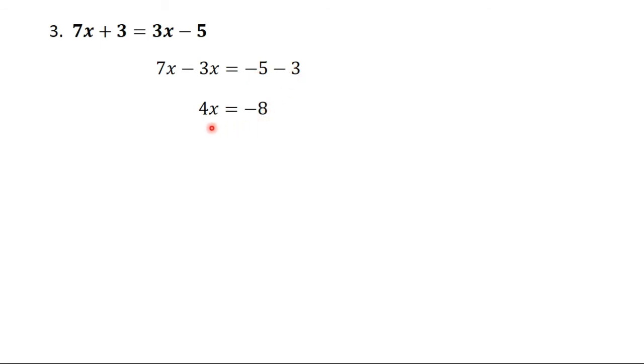Once again, what do we do? We divide both sides by the number attached to the variable when you get to this stage. So we divide both sides by 4, which is the number attached to the variable. So we divide here by 4, we divide here by 4. 4 will cancel 4 to give us x. Minus 8 divided by 4 will give us minus 2.